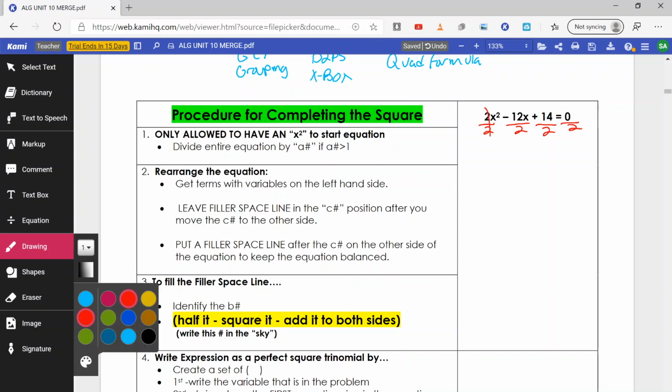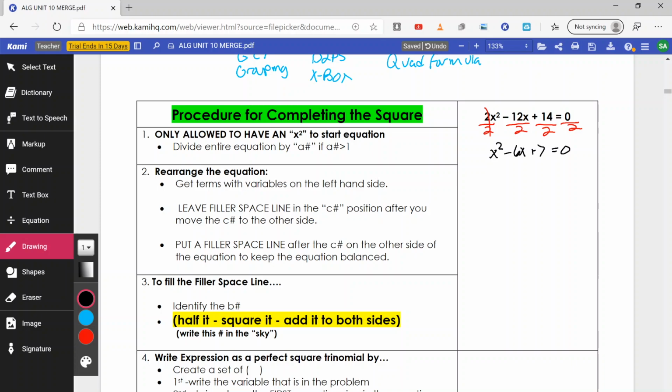We are left with x squared. Negative 12 divided by 2 will give me minus 6x. 14 divided by 2 gives me plus 7 equals 0. So far, nothing too strange. Now, here is where it gets a little more wonky.